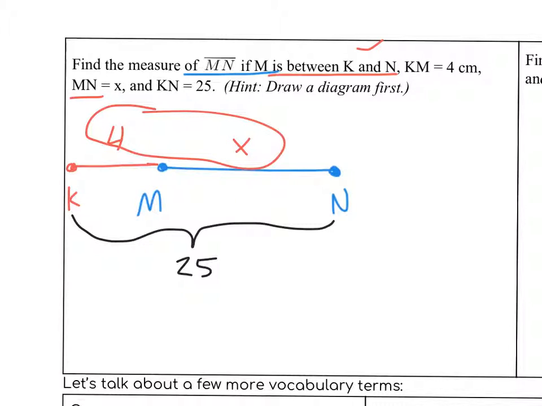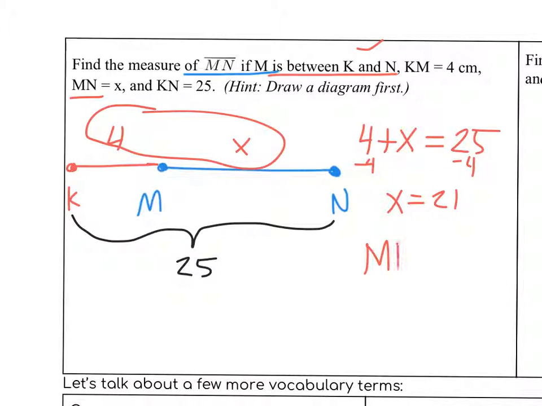But just for the sake of understanding what's going on here, let's call this 4 plus x is equal to 25. And by the way, we can do that because of the segment addition postulate. And if we do minus 4 to both sides, we get x is equal to 21. And what that means is that MN is equal to 21.